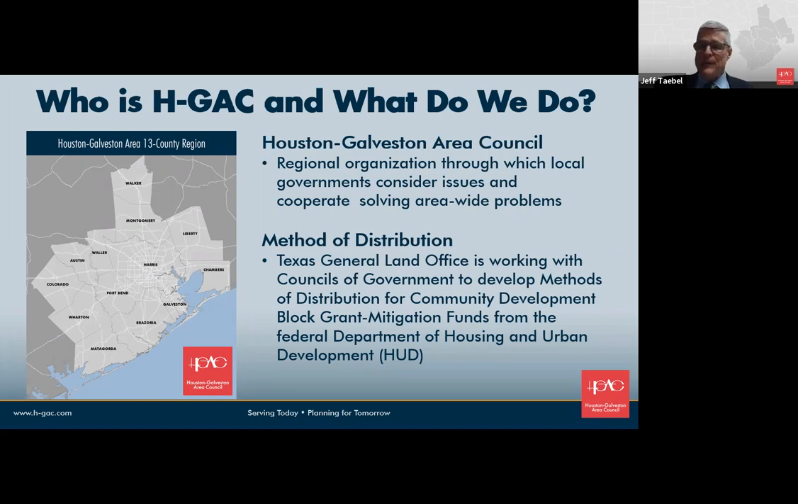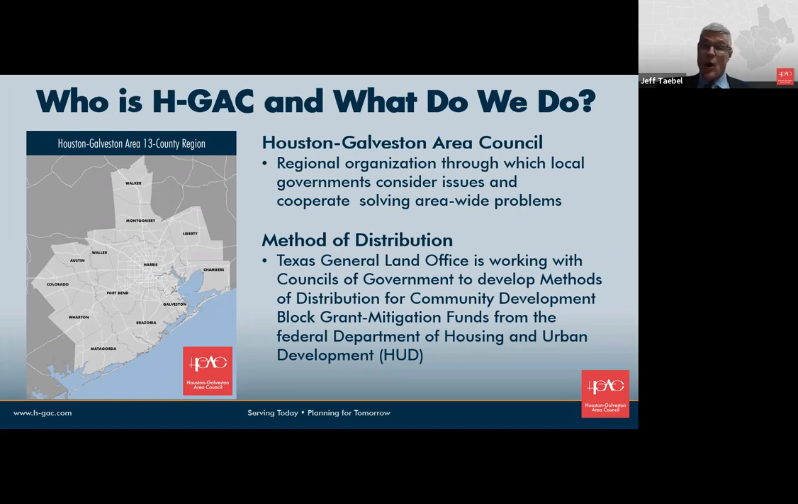The GLO has given regional councils such as H-GAC the responsibility for developing methods of distribution to allocate these funds to local cities and counties and other eligible entities. This is funding for those jurisdictions, not for individual projects. So the method of distribution will be an allocation formula that goes to local governments in the areas shown on this map.